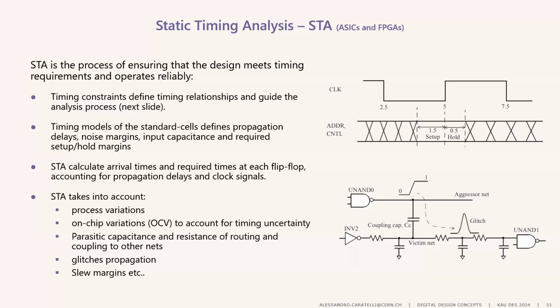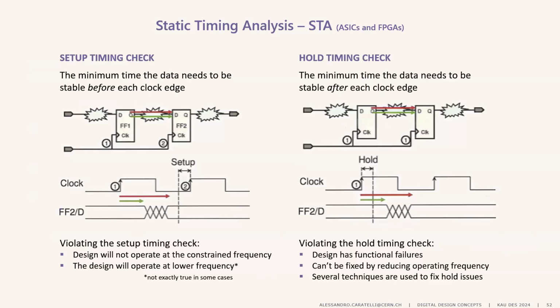And this is common between ASICs and FPGAs, it's the same. Static timing analysis takes into account process variation, on-chip variations, uncertainty, parasitic capacitance, glitch propagation, and slew margins. I just put this here as a reference. If you're interested, I can explain more in detail, but we don't have time to go too much into the details of that.